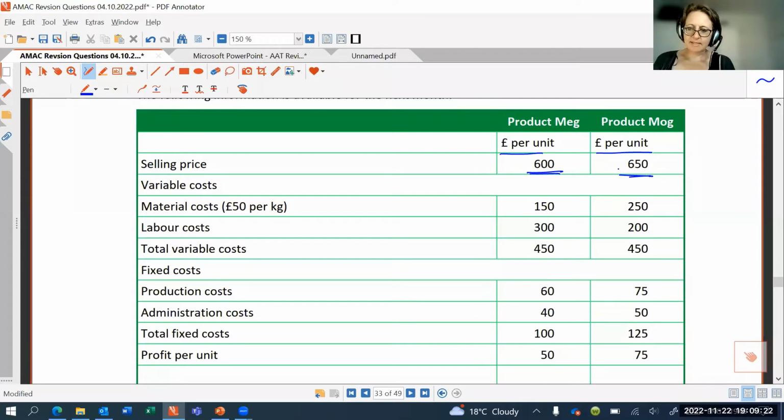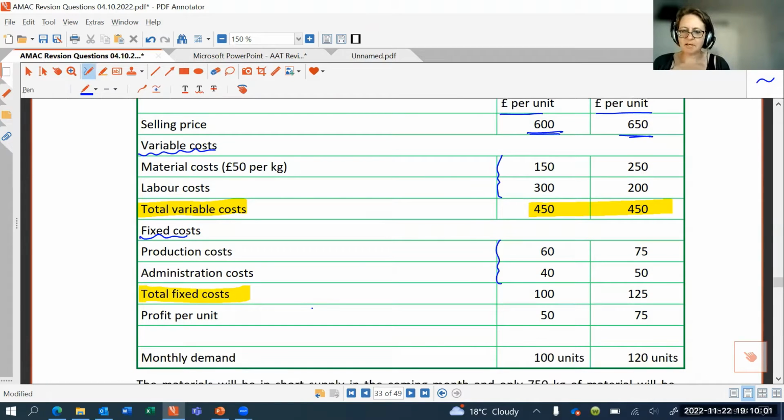Under that, I then have a list of variable costs. So actually a subheading here. So I've got variable costs, some material, some labour, and then a subtotal of variable costs. It's these two together. So the variable costs of material and labour added together give me that subtotal. I've then got some fixed costs, a subheading for those, split between production and administration to give a total. Those two grouped together give me the total fixed costs. And then I've got a profit per unit.